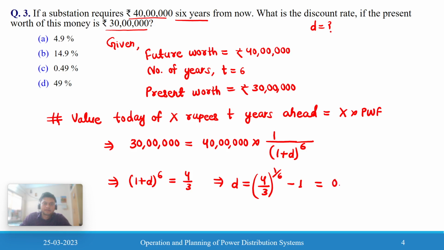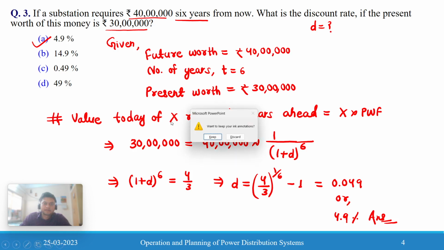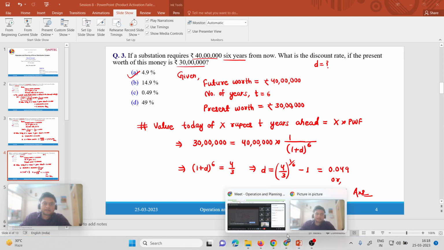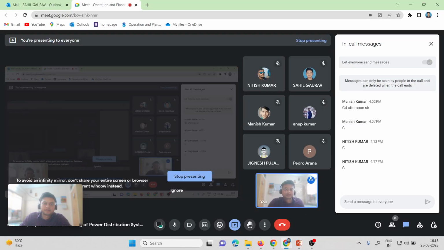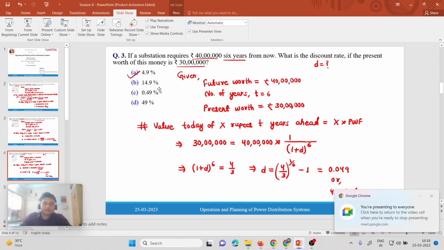So I will get 0.049 or 4.9%. So among the options, A is the correct answer. So 4.9% is the correct choice. So C is not the correct answer. A is the correct option, 4.9.